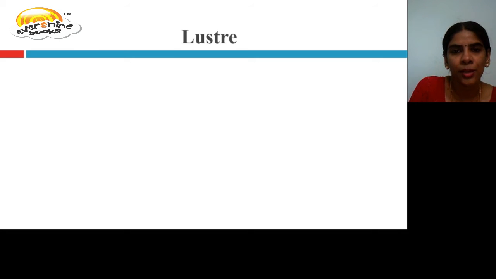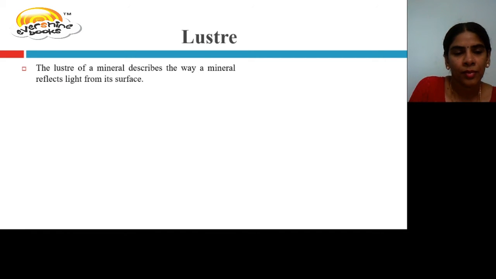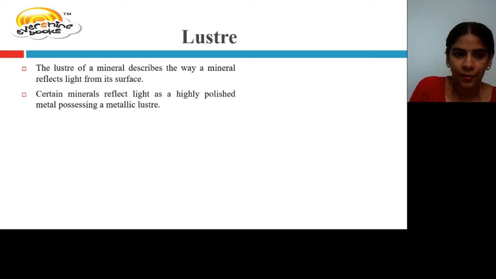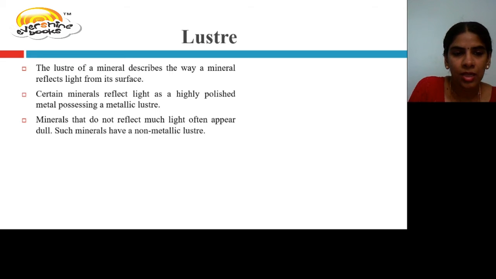Luster, that is shining property. The luster of a mineral describes the way a mineral reflects light from its surface. Certain minerals reflect light as a highly polished metal, having a metallic luster. Minerals that do not reflect much light often appear dull. These minerals have a non-metallic luster.